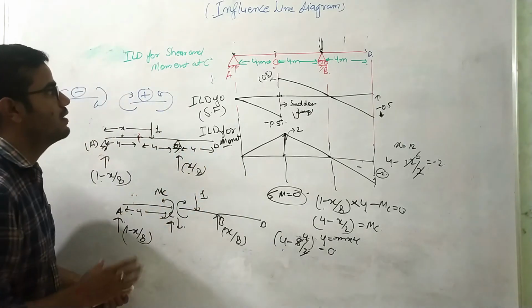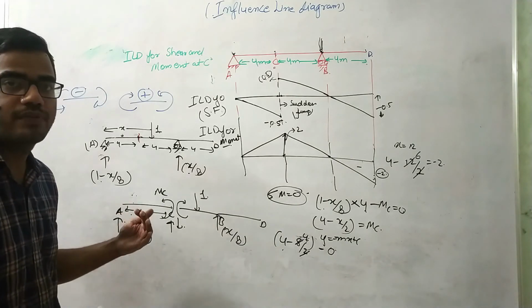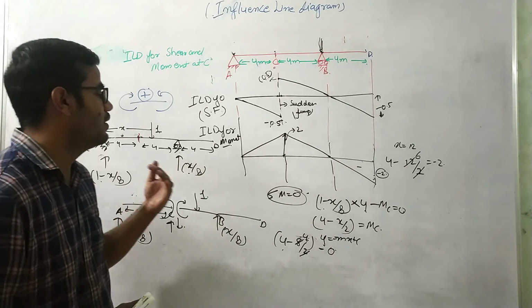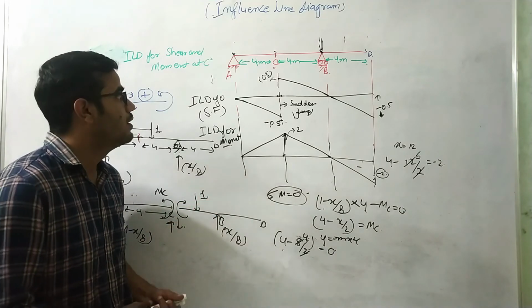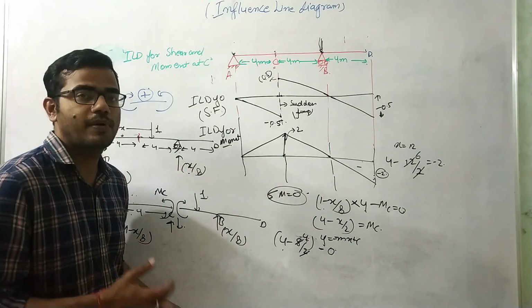So this is the basic problem in which we draw the influence line diagram using the direct method. Later we'll learn about the Muller-Breslau principle also.